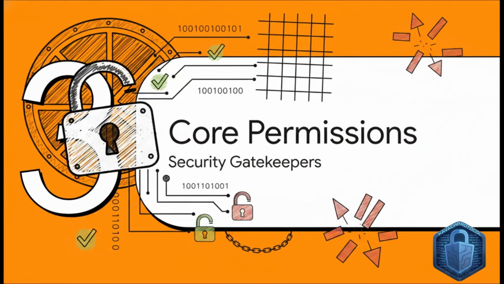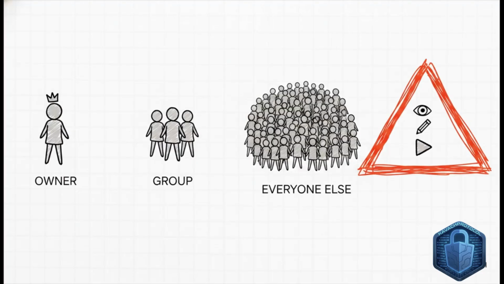Part 3. Core permissions. Now, what's really interesting is the ultimate security gatekeeper in Linux. If you get this wrong, you expose the entire system. Take a string of characters like -rwxrwxrwx. When you run a basic command to list files, this is what pops up. It looks like total gibberish at first glance, right? But it's actually beautifully structured.